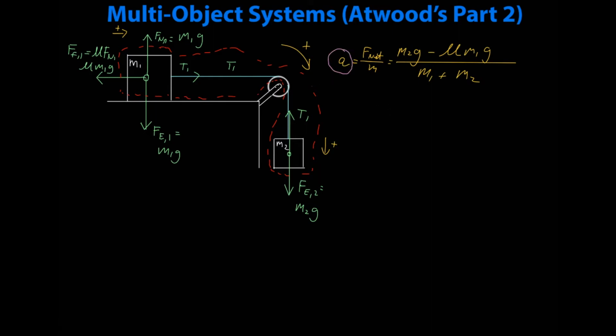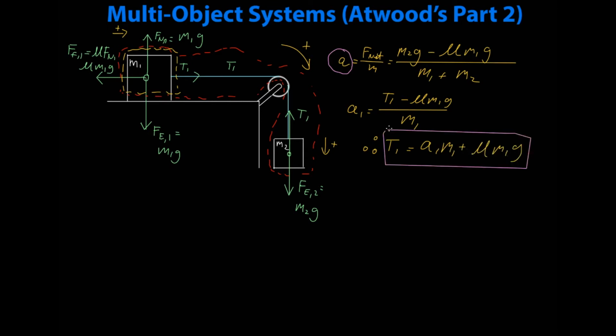In order to find our tension, I need to isolate a new system because right now my system takes into account the positive and negative parts of the tension. So my new system is just going to be mass 1. Acceleration of mass 1 is F net on 1 over mass 1, which is going to be, to the right, T1 minus mu m1g over mass 1. Therefore, tension 1 is acceleration mass 1 plus mu m1g. Here's tension 1. Here's my acceleration equation.